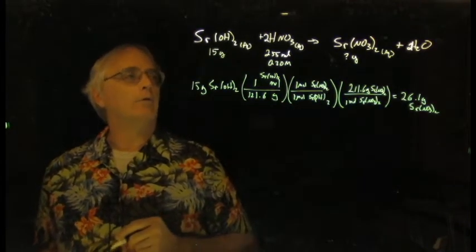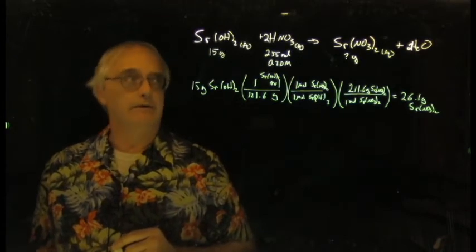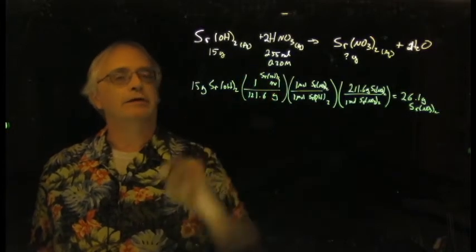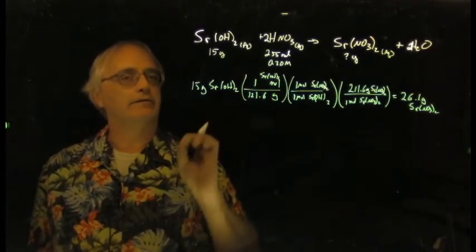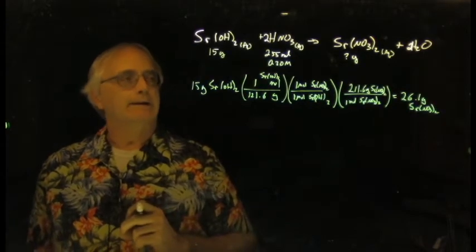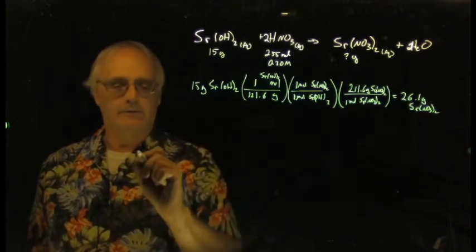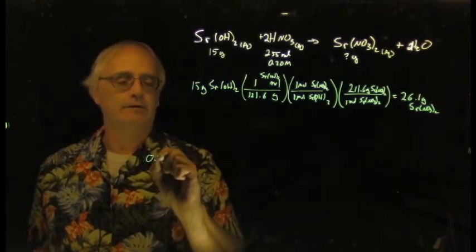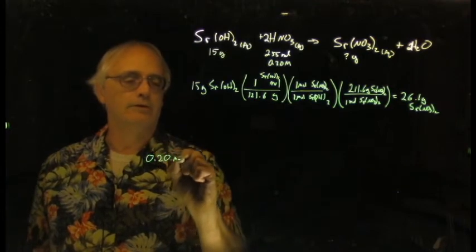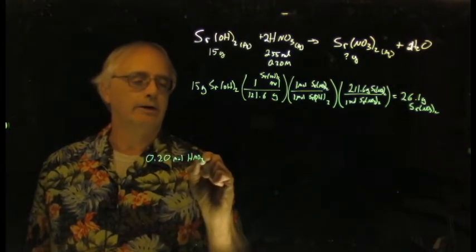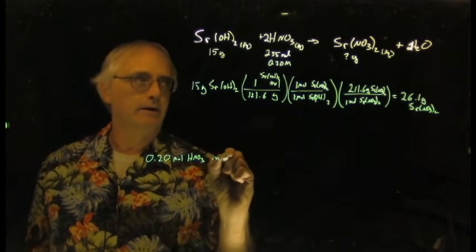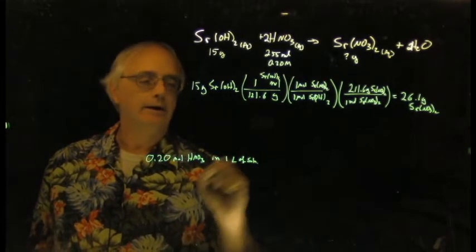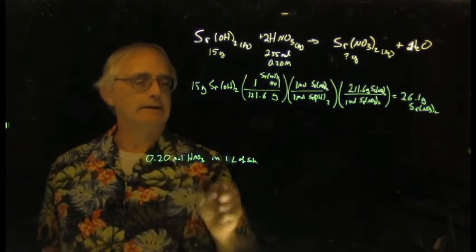We are going to turn what we're given, 255 milliliters of nitric acid, into moles of nitric acid. And we're going to do that using the molarity, moles of nitric acid per liter of solution. Now, remember the definition of molarity. I'm going to write it out in grand detail: 0.20 moles of HNO3 in 1 liter of solution. It's a conversion factor between moles and liters.